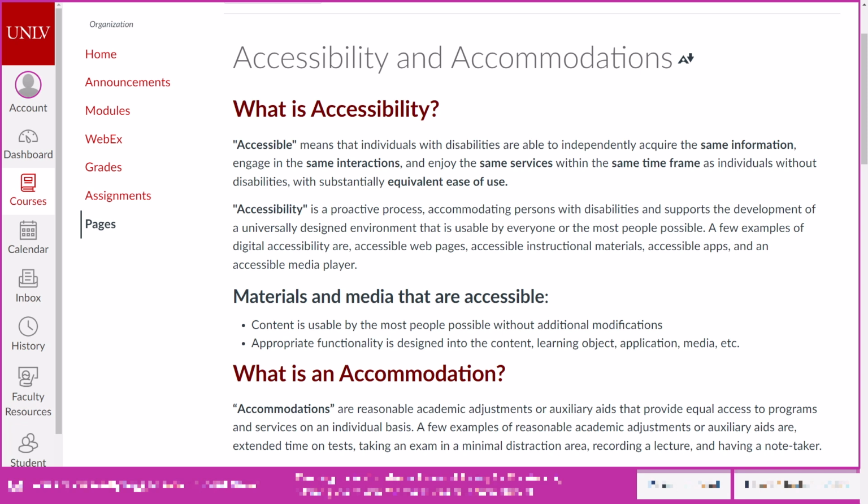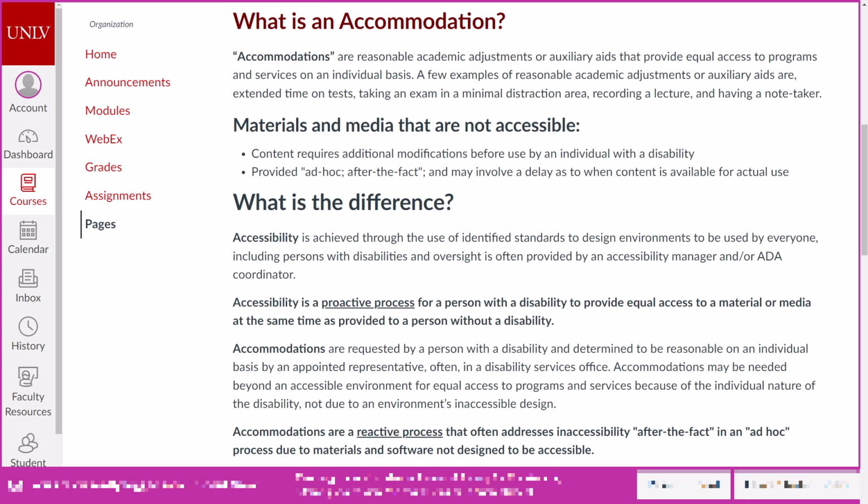A few examples of digital accessibility are accessible web pages, accessible instructional materials, accessible apps, and an accessible media player. Materials and media that are accessible includes content that is usable by the most people possible without providing additional modifications. And appropriate functionality is designed into the content, learning object, application, media, etc.